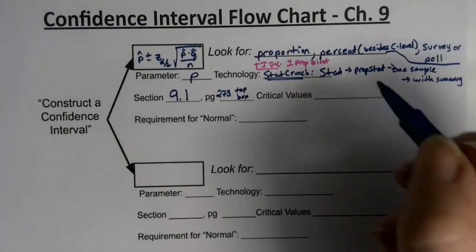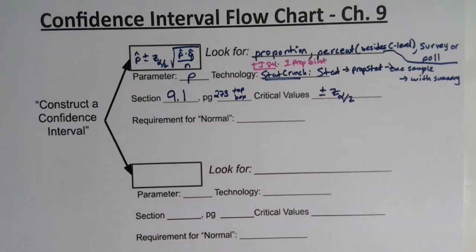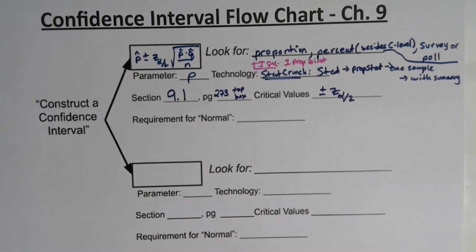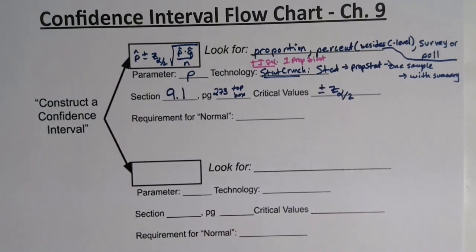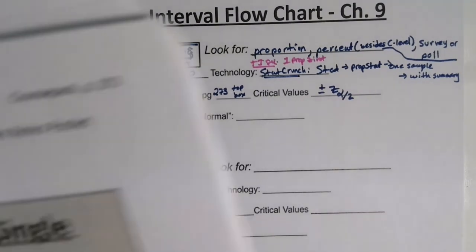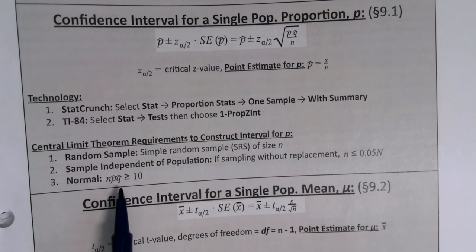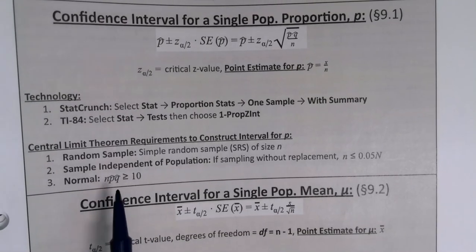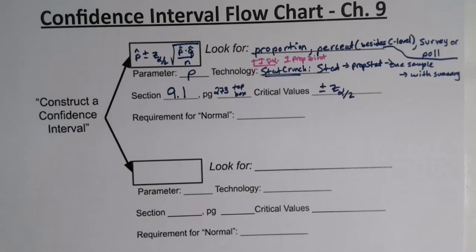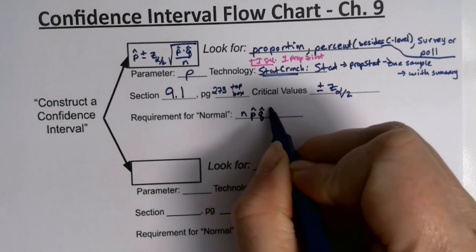Okay, so plus or minus z alpha over 2. And the requirements for normal are the thing that changes from proportions to means. So in proportions, to be normal, I need n times p hat times q hat to be greater than or equal to 10. Sorry, I just went and grabbed the yellow packet because it's right here, but mine's not yellow, it's white paper, but that's what I'm grabbing.